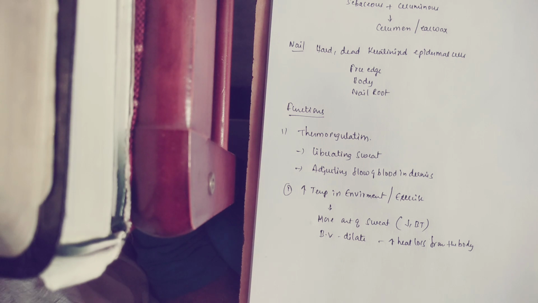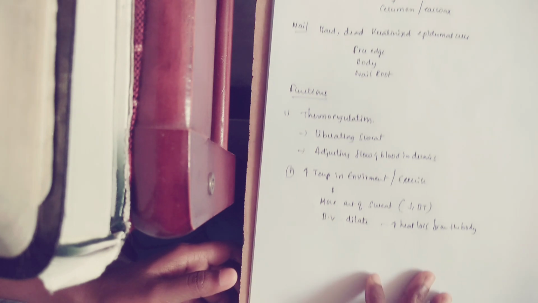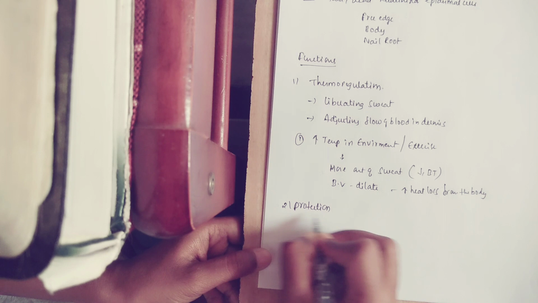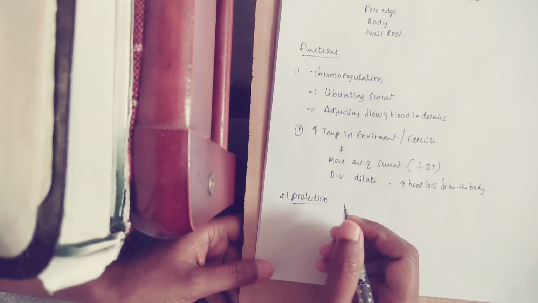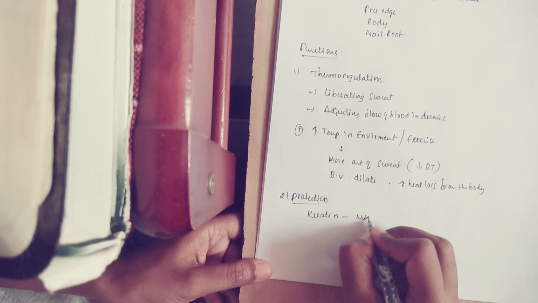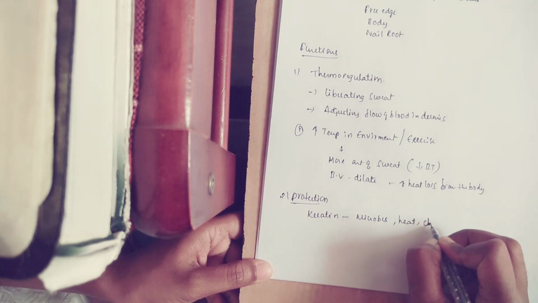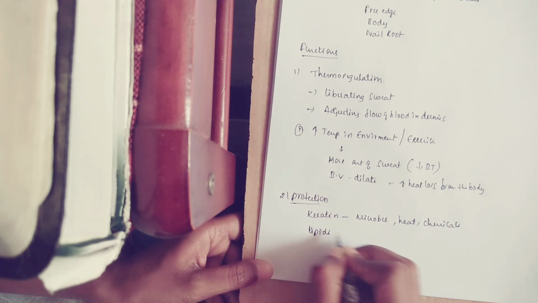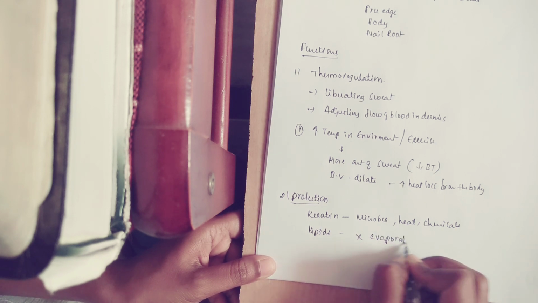And the next function, we will call it protection. Okay, the next function is protection. Is it clear? See, that means it protects in various ways. Suppose with the help of keratin, it is going to protect from microbes, from heat and from chemicals. Clear? And next, the lipids prevent the evaporation of water.